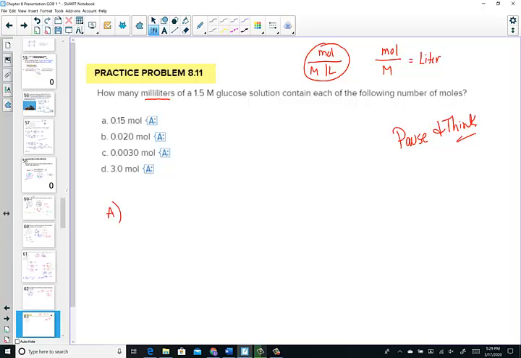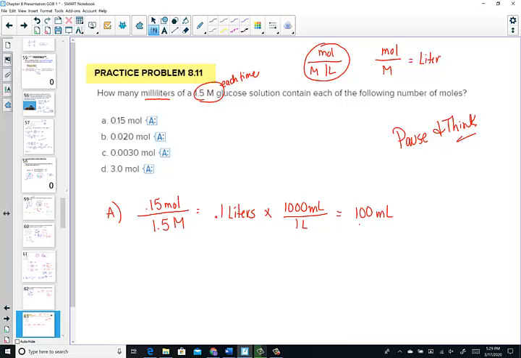So for example, in letter A, 0.15 mole in the molarity of 1.5. Now that's going to be given each time, right? That's the same number each time. And then when I get this answer, 0.15 divided by 1.5, it gives me 0.1 liters. And just remember that there's 1,000 milliliters in a liter. So just move your decimal 3 spots over to the right, and that gives you 100 milliliters.